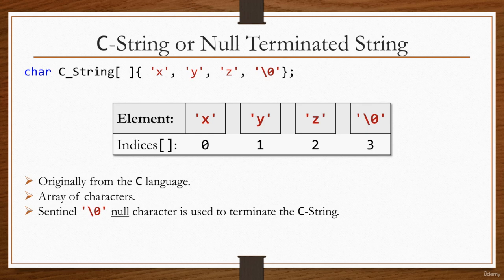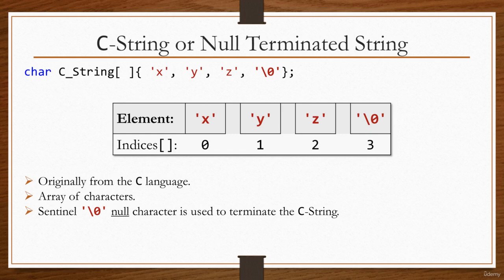The C string is originally from the C programming language. It is also an array of characters, but the null character is used as a sentinel to terminate the C string. Functions that operate on C strings will expect the null character. Those functions will typically iterate through the array of characters, and they'll use the null character as a sentinel, so iteration will stop. For example, if you don't have the null character, you'll keep printing random characters or garbage until the null character is reached, as we've seen in previous examples.